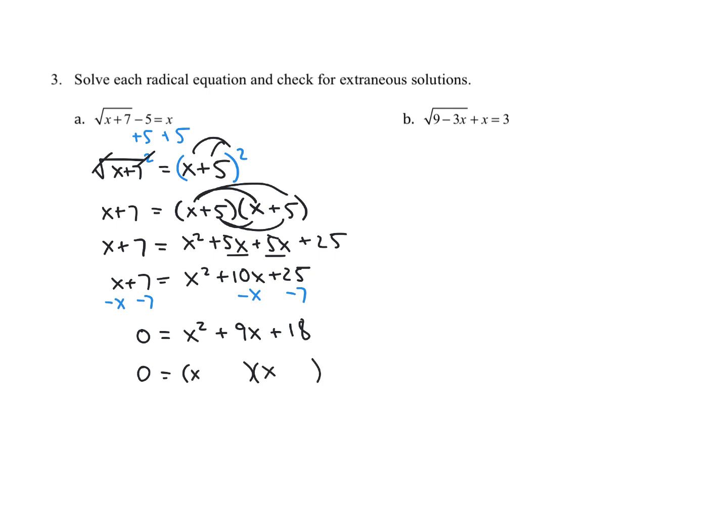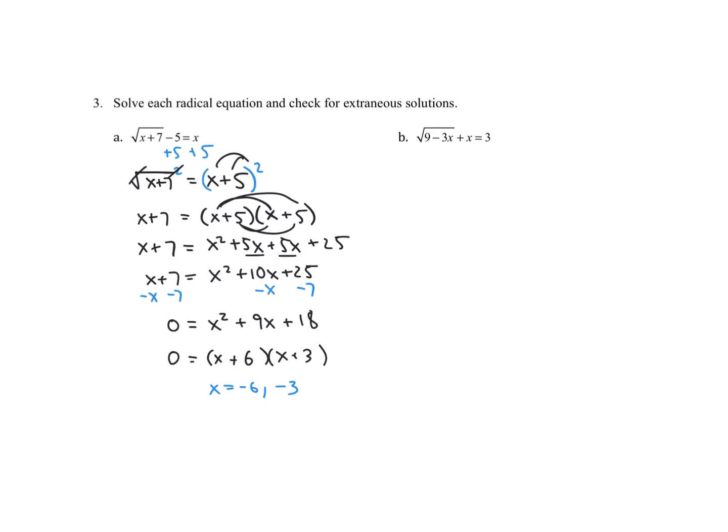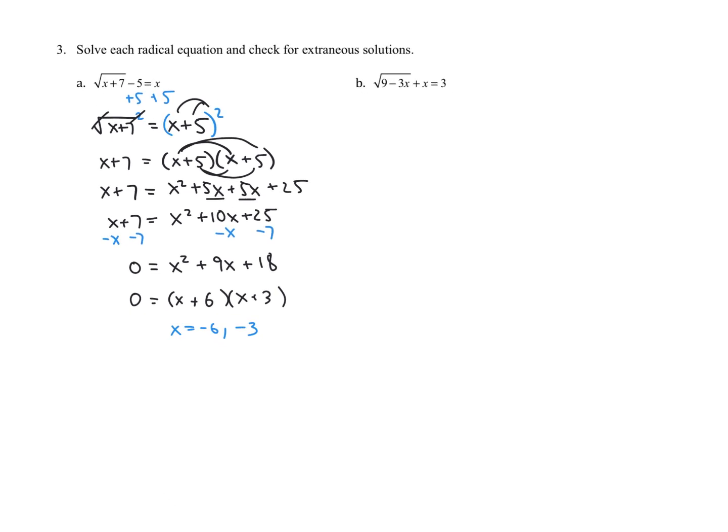And I need two numbers that multiply to 18 and add to 9. And I think 6 and 3 should work. So plus 6 plus 3. And then the solutions to my equation would be -6 and -3. But we really need to check and make sure they actually work.